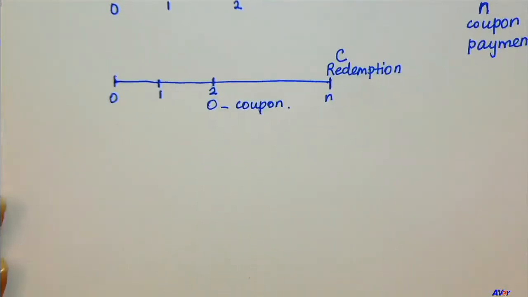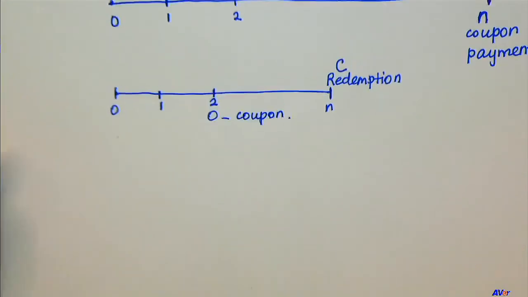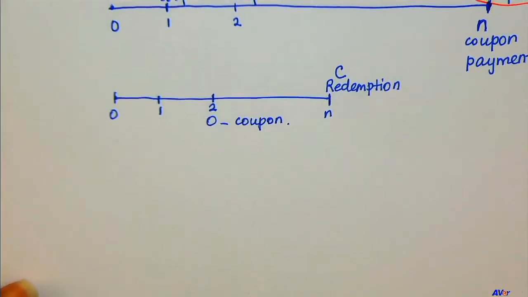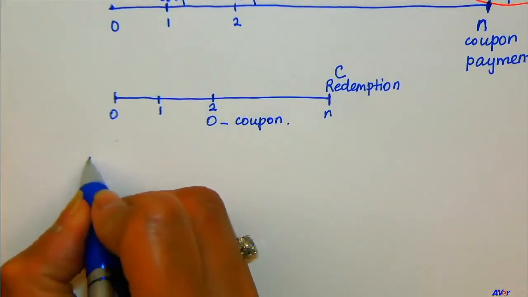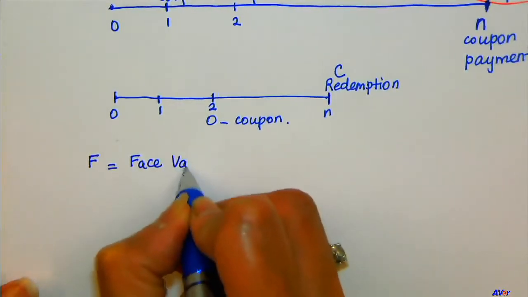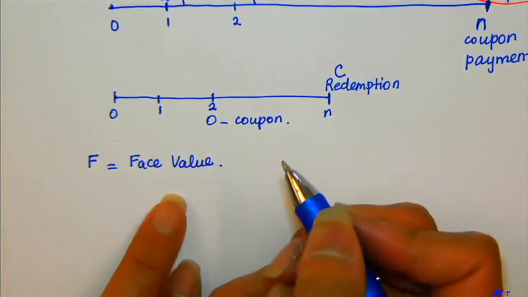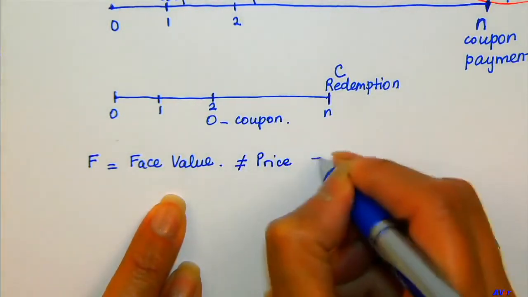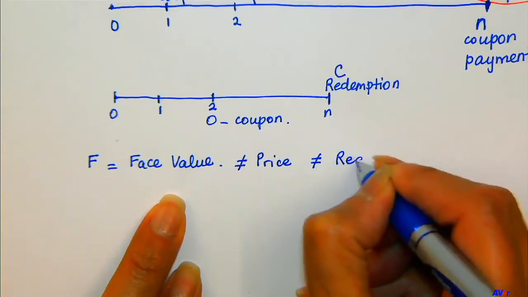So this is called alphabet soup. There's just lots of letters running around. You need to understand what each letter is. So F is the face value or the par value of the bond. Now this face value, it's not equal to the price, and it's not equal to the redemption necessarily.